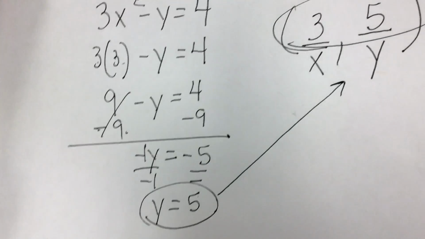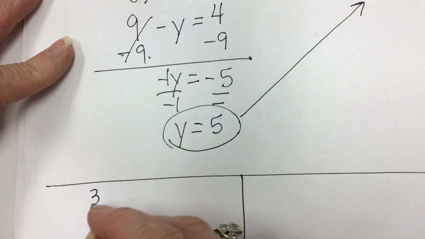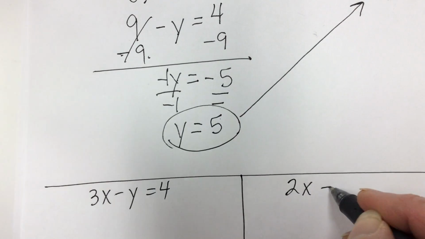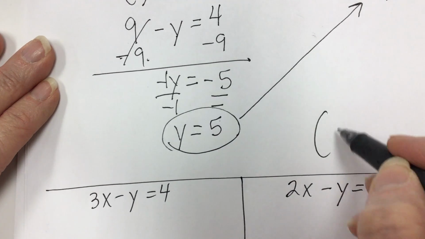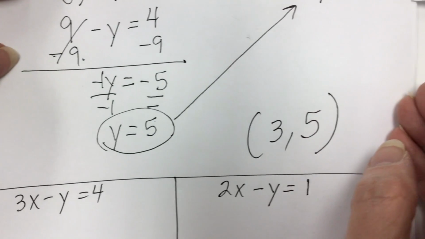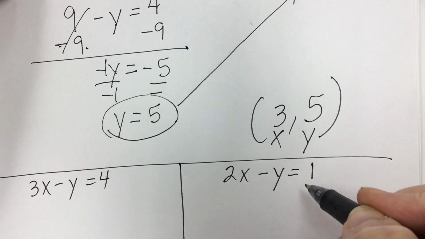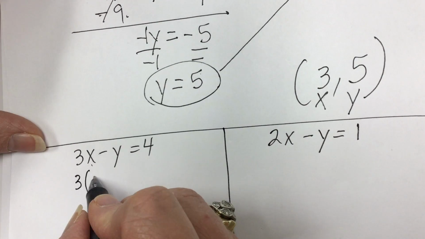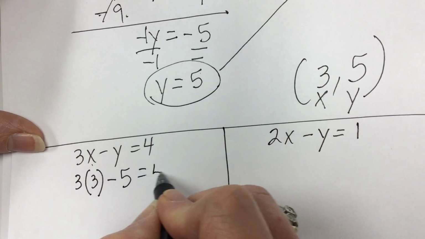Now we want to check it. We want to check it always. So I'm going to plug it back into the original problem, making sure the left side equals the right side. Okay? So I'm plugging in the point 3, 5. That was our answer. So let's test 3, 5. X is 3, y is 5. So plugging it in, this would be 3 times x, which is 3, minus y, which is 5, equals 4.